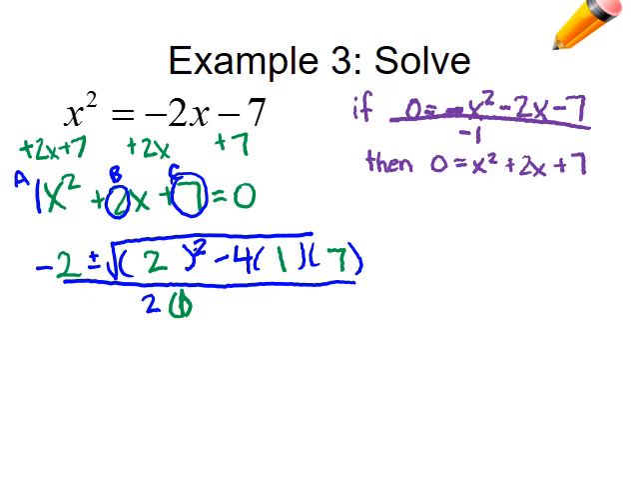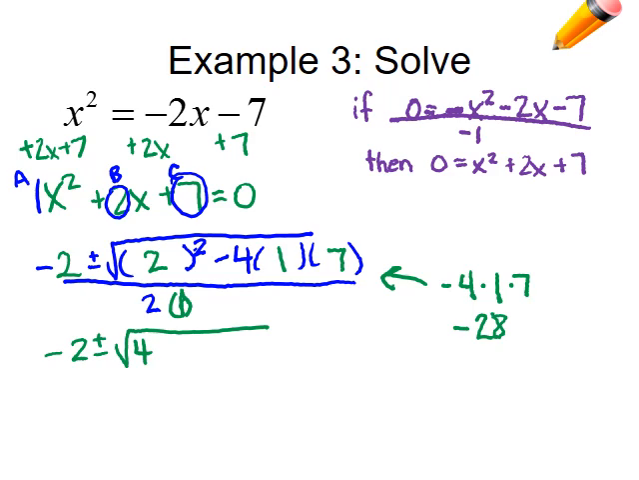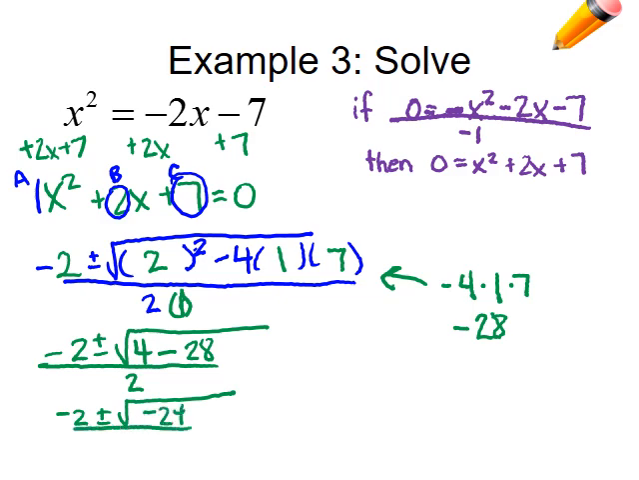Let's reduce what's under the radical. I have a negative 2 out front. 2 squared is 4. If I look at what's under the radical, I have a negative 4 times a 1 times a 7. I know I'll end up with a negative answer, and 4 times 7 gives me 28. So I'm going to subtract 28, all over 2. Let's keep reducing what's under the radical. 4 minus 28 is negative 24.